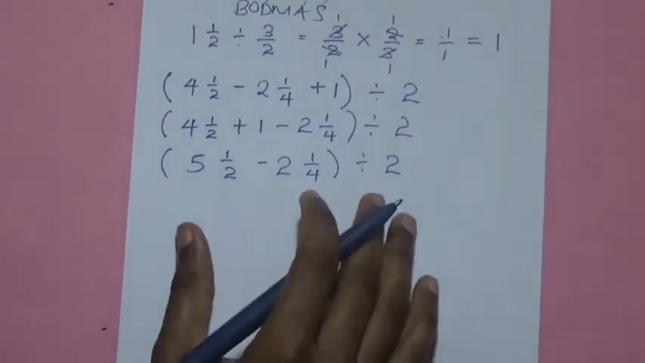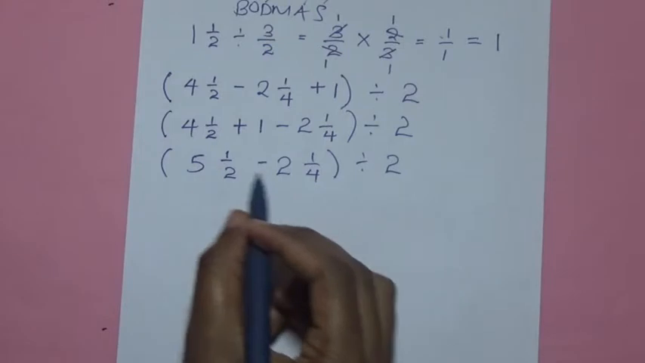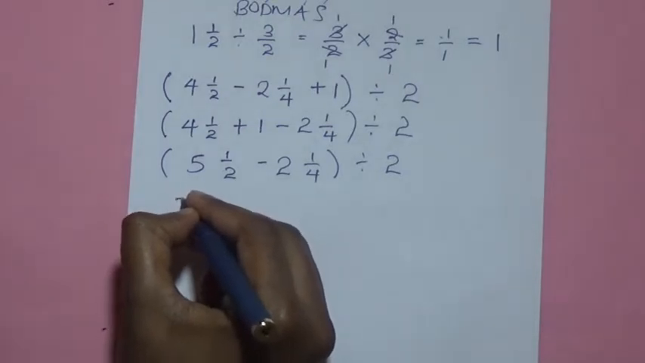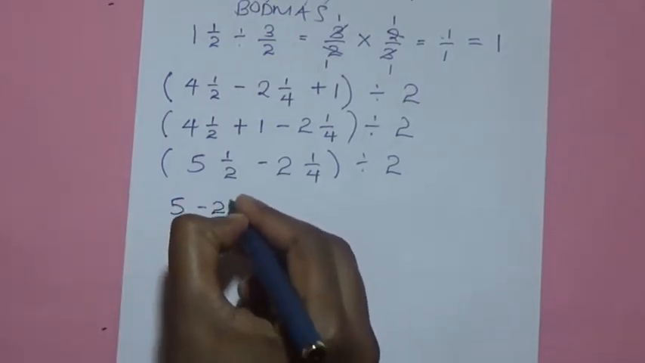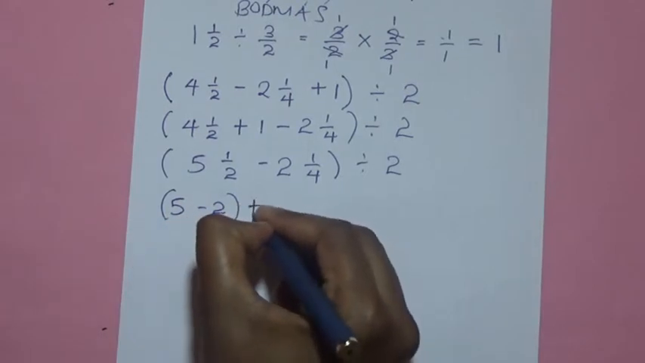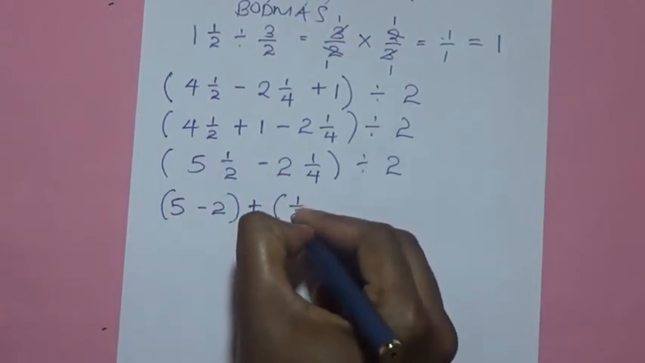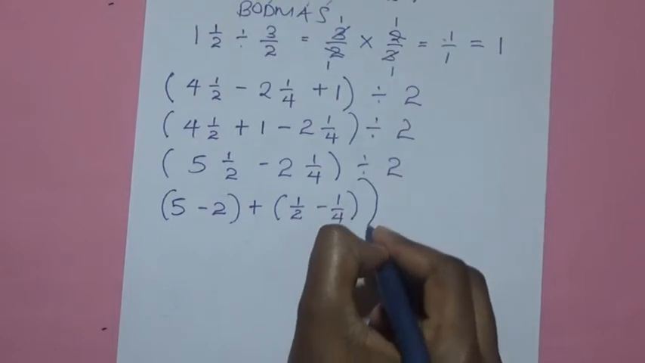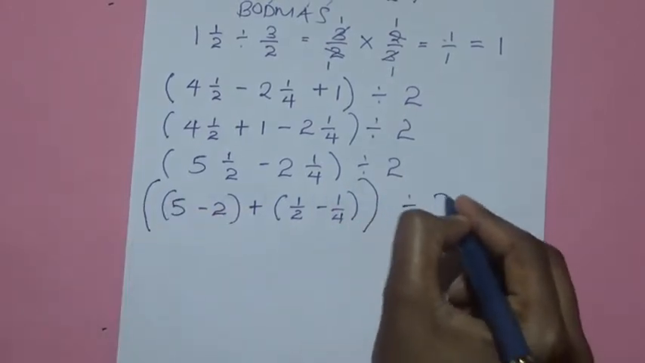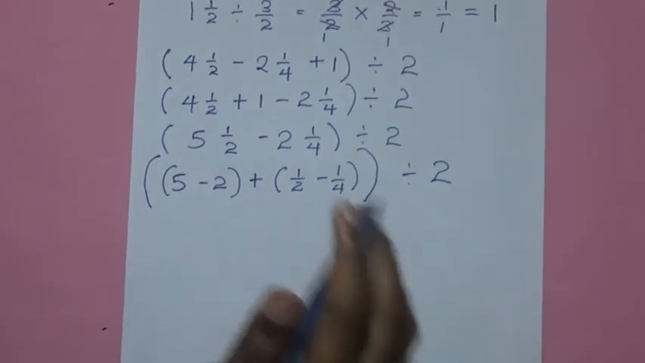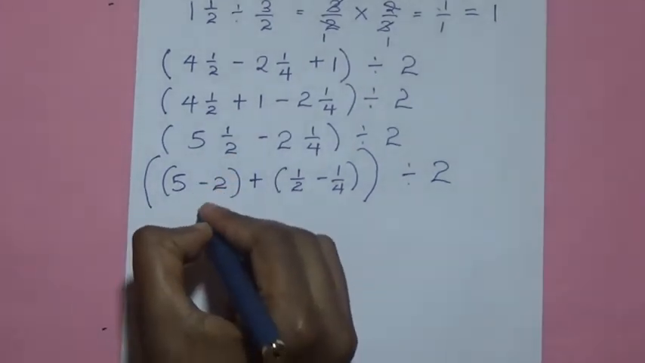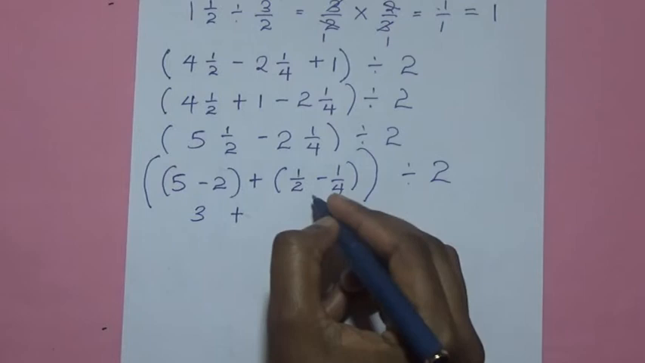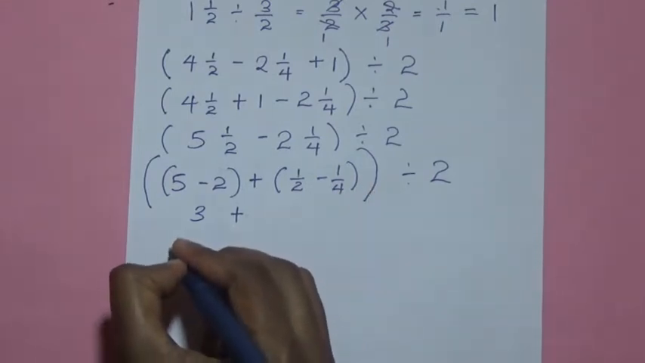Then to work this out, we subtract the whole numbers first and then we subtract the fractions. So it will be 5 minus 2, plus a half minus a quarter. All this is in brackets and then we divide by 2. So 5 minus 2 will give us 3, plus a half minus a quarter. Let us work out that.